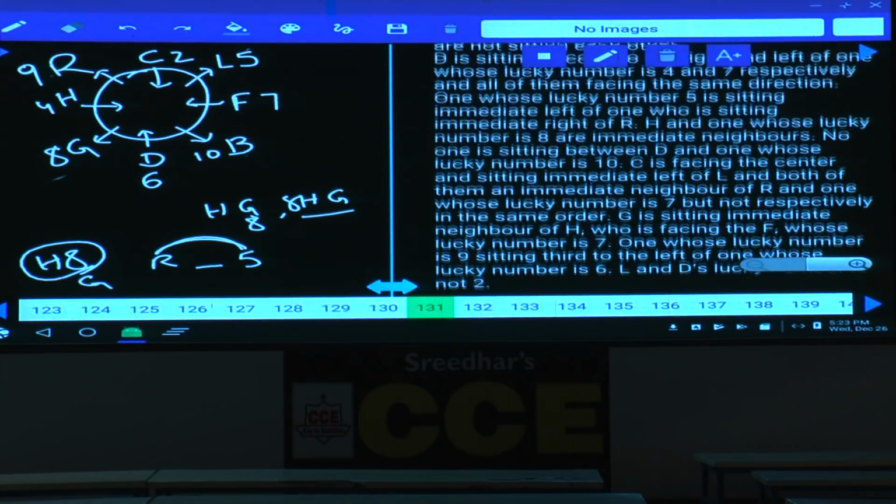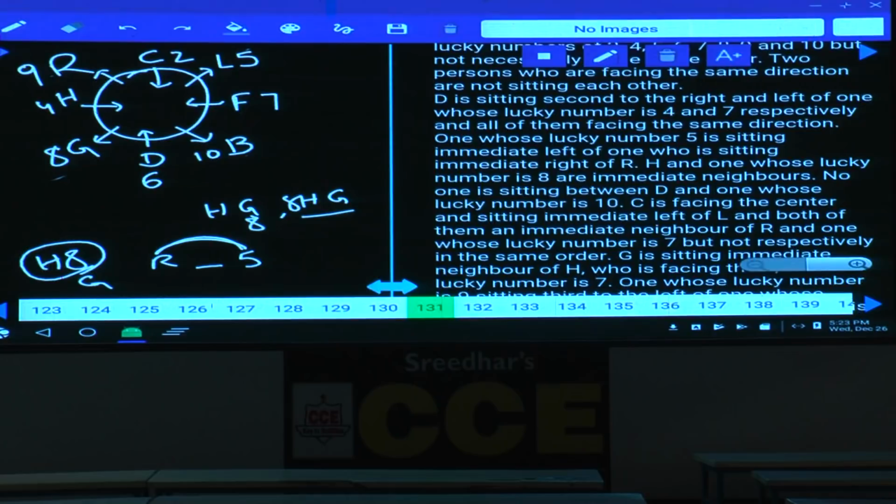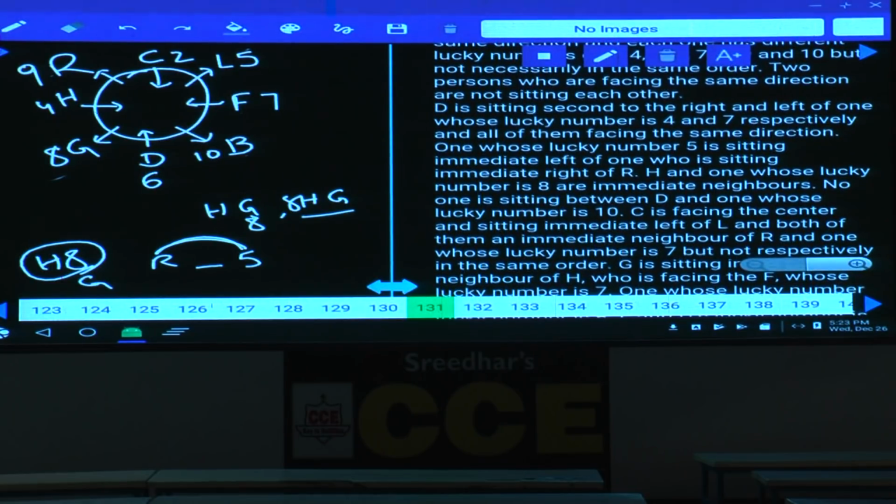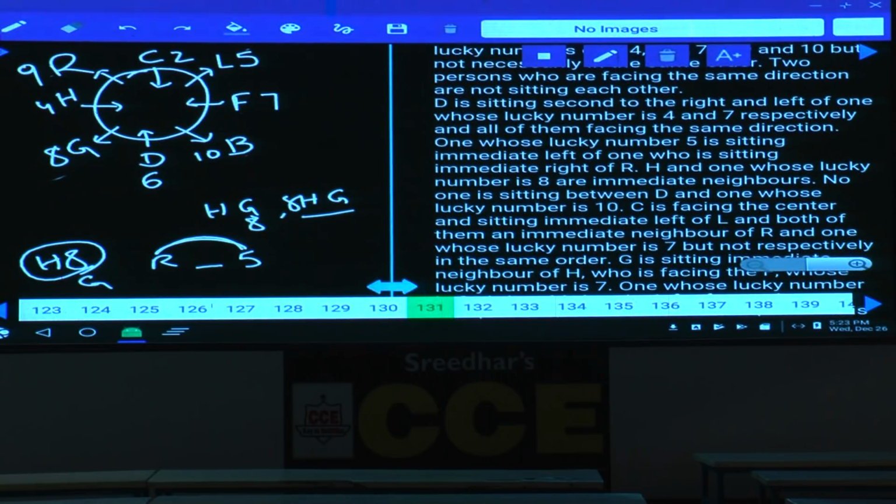Second statement. What is the second statement? Tell me, which statement are you talking about? One whose lucky number is 5 is seated to the immediate left of the one who is seated to the immediate right of R. Now tell me who is seated to the immediate right of R? C. Now the one whose lucky number is 5 is seated to the immediate left of C.